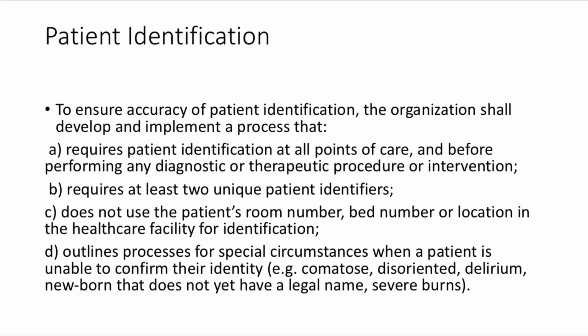And also develop processes for special circumstances when a patient is unable to confirm their identity. Suppose there is some comatose patient or disoriented patient, patient is in delirium, or patient is a neonate. In a neonate, there is no legal name of that particular patient. Patient of severe burns. So how will you identify? We say okay, we will put some hand band, whatever you are doing. So that way you shall have some system of patient identification.